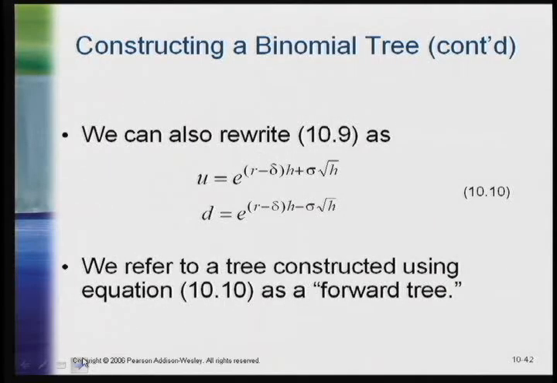If we just rewrite this formula, we get an expression for u and d. Namely, the return u is the forward return plus a standard deviation, and the return d is the forward return minus the standard deviation. This is sometimes referred to as a forward tree, where we assume stock prices will have this behavior.